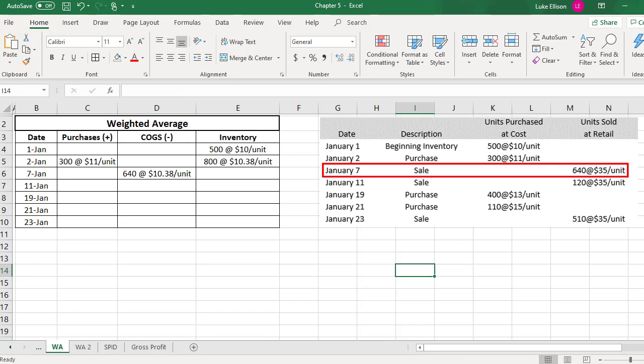As for the new inventory balance, since cost of goods sold subtracts from our inventory, we take the previous inventory balance of 800 units and subtract the 640 sold on January 7th to get 160 units in inventory, still at the $10.38 per unit.